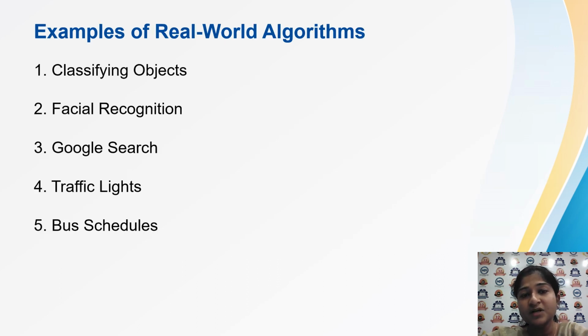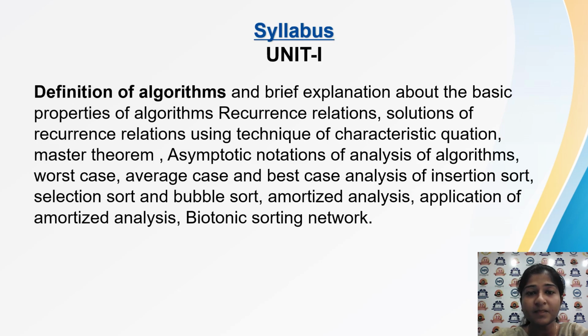So these are a few real world examples of an algorithm. All the problems which we are solving are examples of an algorithm. These are a few which I have listed: classifying objects, facial recognition, Google search, traffic lights, bus schedules. So in our syllabus, there are these 5 units, and these units will contain the following contents.